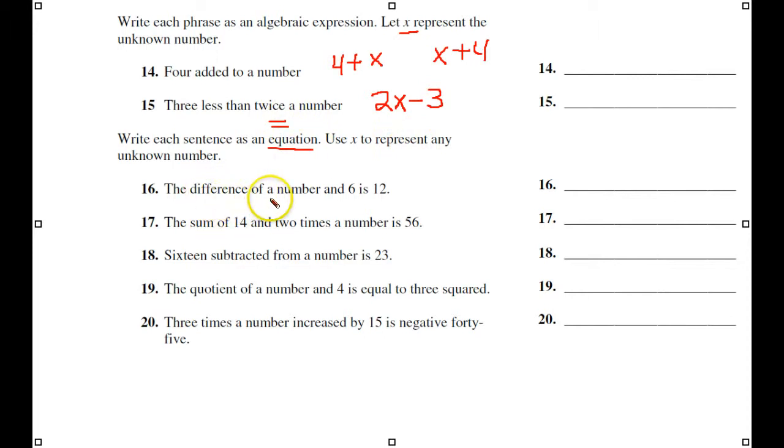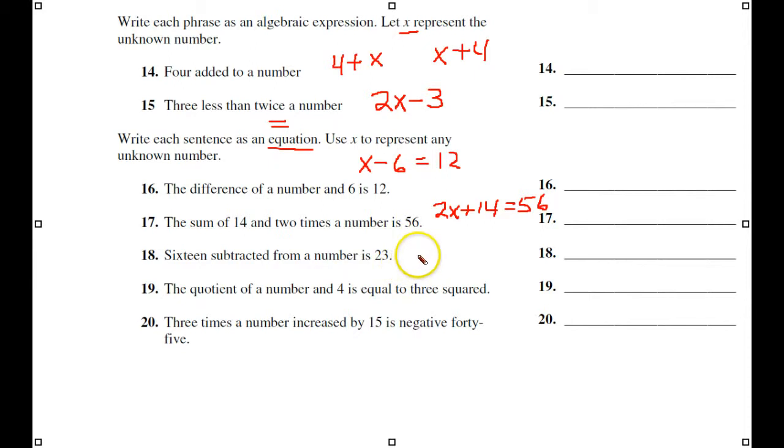The difference of a number and 6. So there's a number and 6 is always an equal sign, 12. 17. The sum of 14 and 2 times a number. Well, we'd put 2 times the number first, and the sum of 14, that indicates a plus, is 56. So this indicates a sum of these two things. Now you could have put the 14 first, but usually they put the unknown first.